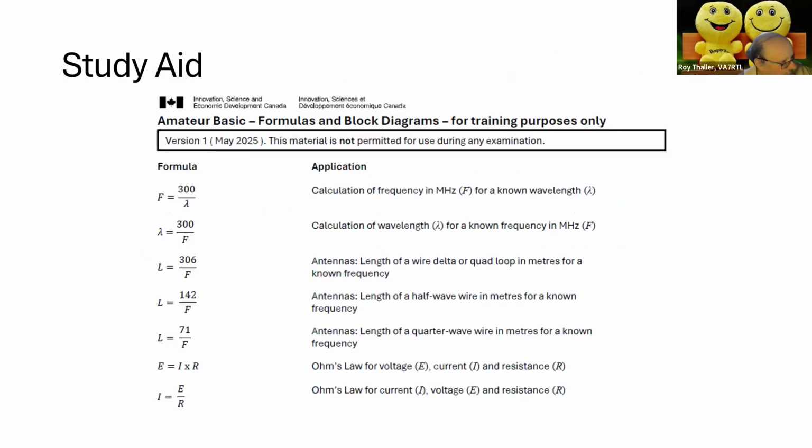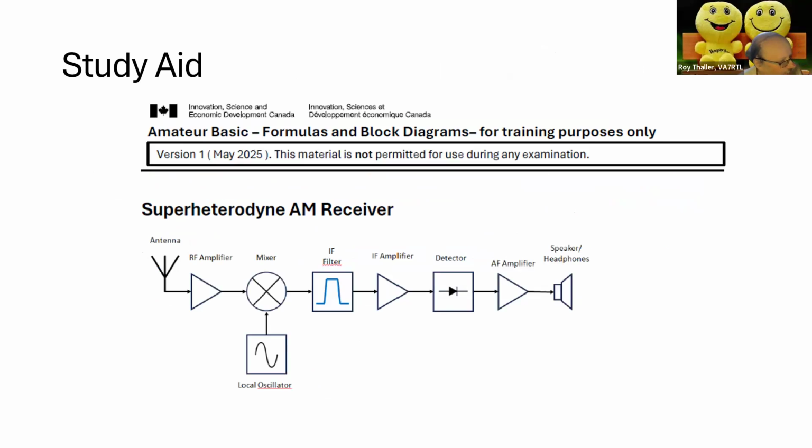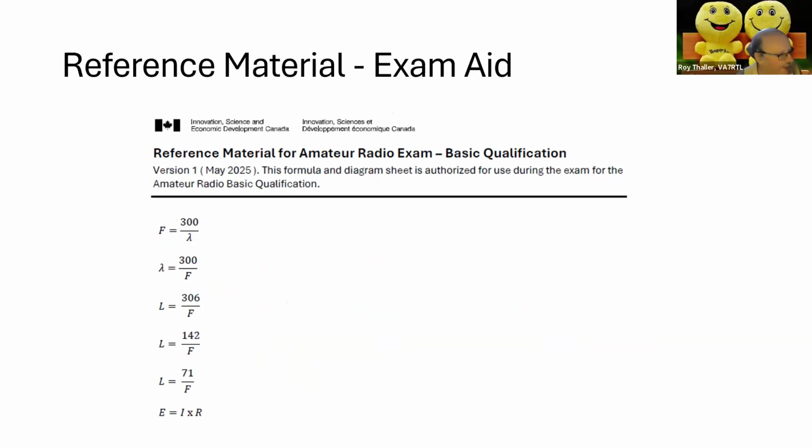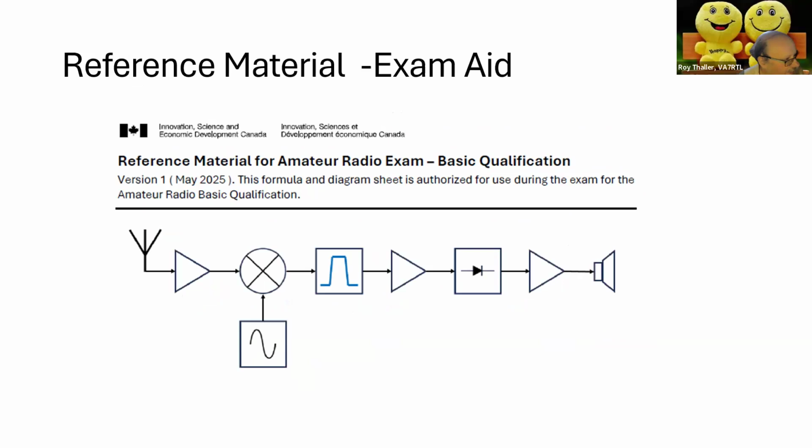The study aid is something like this, where they give you a formula and they actually explain the formula in words, or they may give you a diagram. So this you can use as a study aid. You can't take this particular one into the exam. And here's a typical HF installation. And here's the material that you can take into the exam. They give you the formulas, but they don't explain it to you. Or they give you the diagrams, but they don't label what it is and what these individual components are.